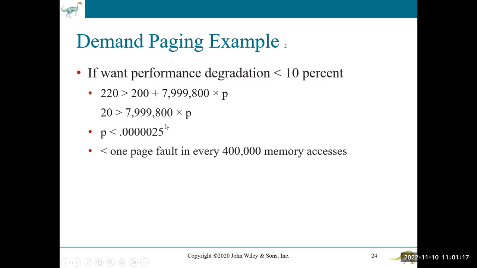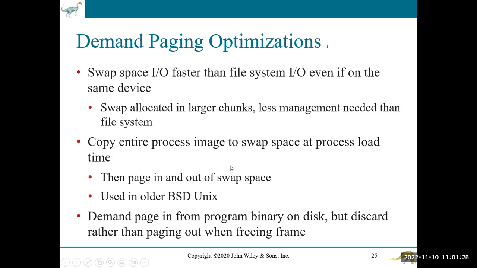So these are some more statistics about performance degradation. You want it less than 10%. There are different demand paging optimizations based on different operating systems. What are the most relevant things you need to know about Linux and BSD Unix? Yeah, I can't think of any I'd require you to know. But here it says swap space IO is faster than file system IO, even if on the same device.